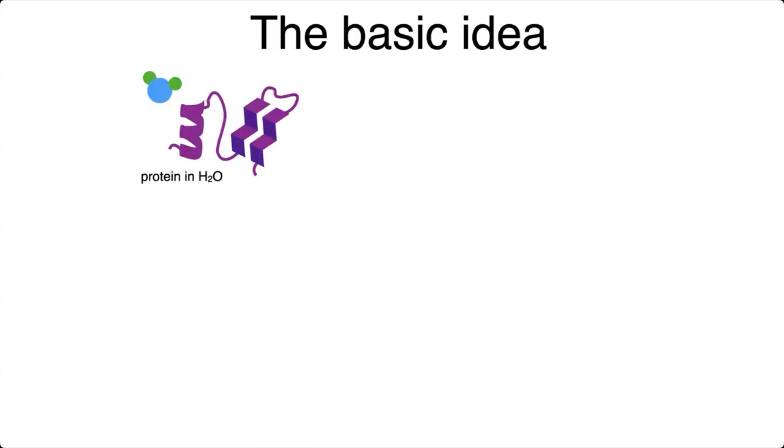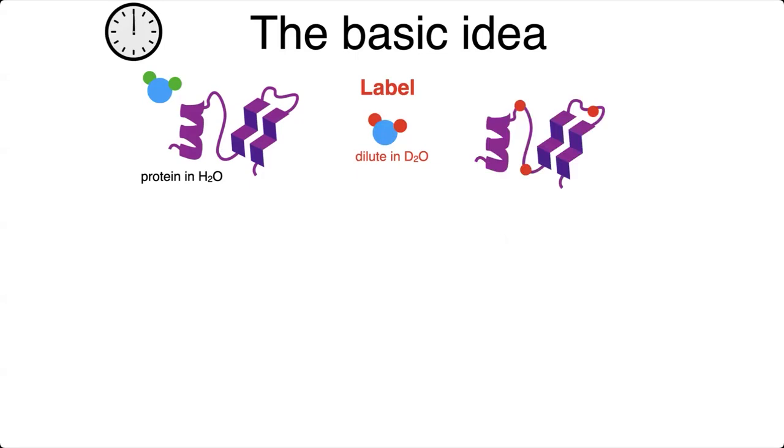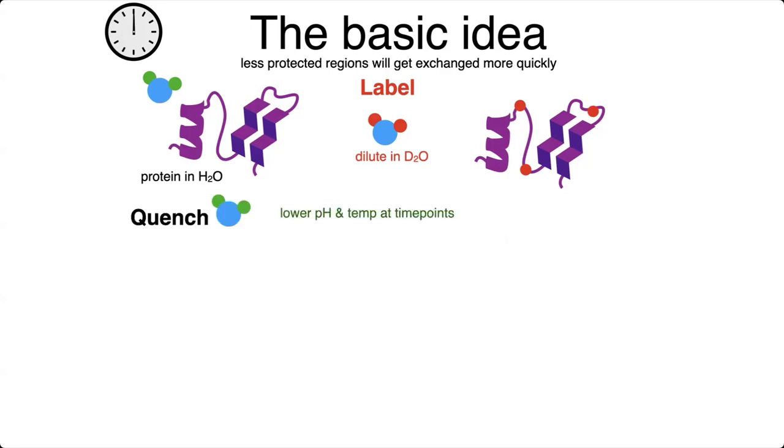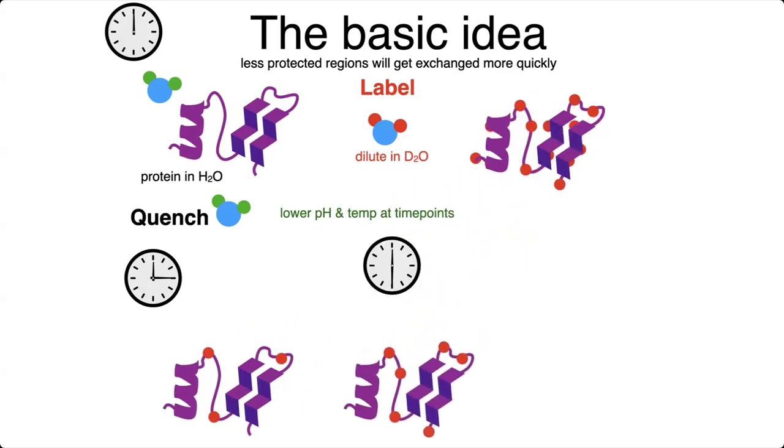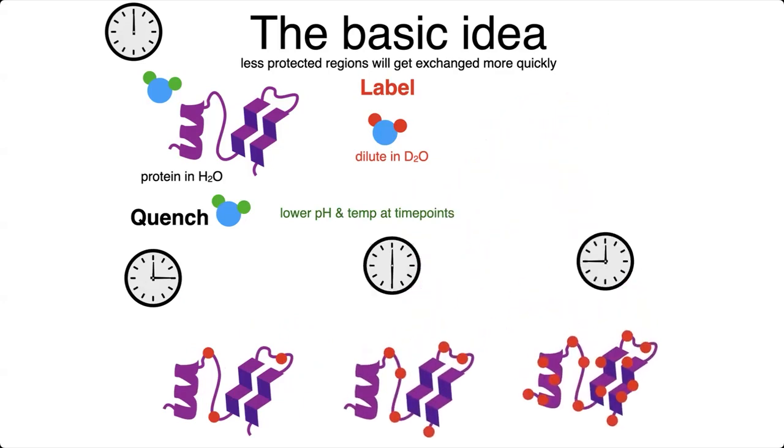So let's go through the basic idea of an HDX-MS experiment. You have your protein in water. Now you're going to label it. You switch it into deuterated water, so that heavy water. You dump it in the bath. Now what's going to happen is that regions of the protein that are flexible, that are solvent exposed, that aren't involved in secondary structure, those regions are going to exchange more rapidly those hydrogens for deuterium. You're then going to lower the pH and temperature at different time points, take your pictures of the finish line, by quenching the reaction.